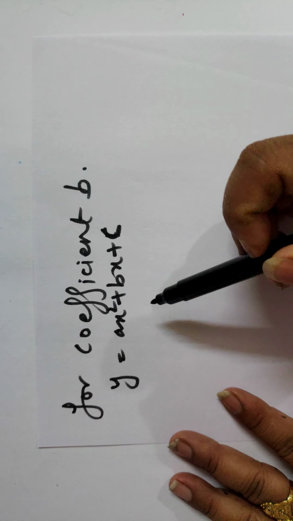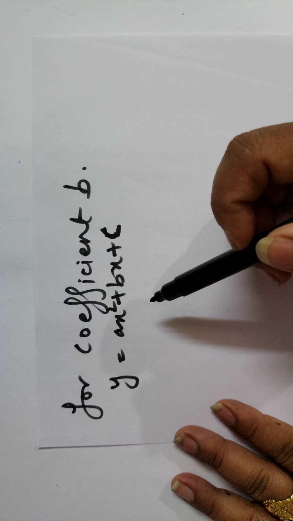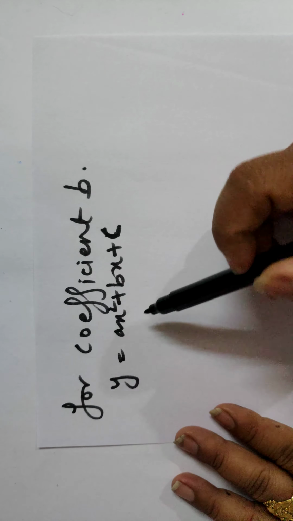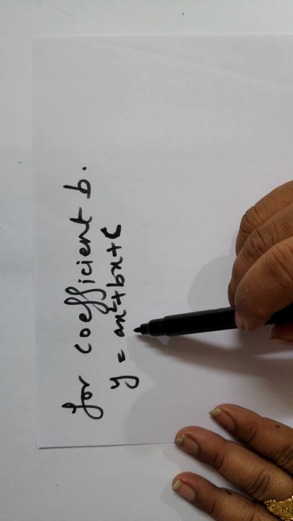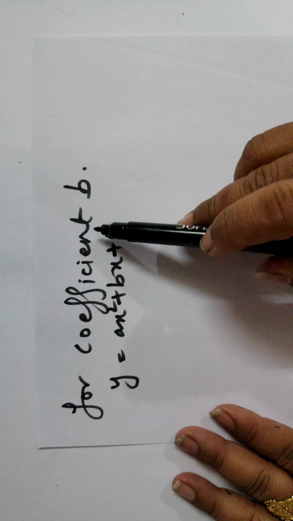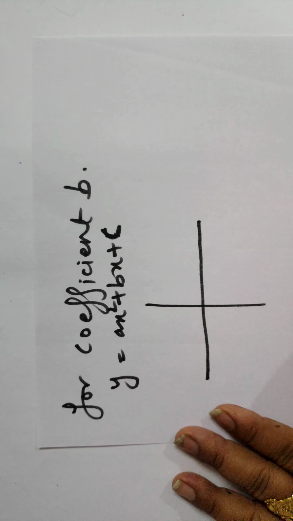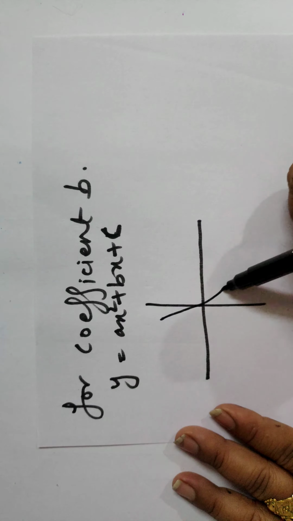Okay, students, as we're talking about the information after seeing the parabola of the quadratic polynomial, we already discussed the coefficient A and the constant C. Now we will consider the coefficient B. Suppose I have a parabola like this, and this is the point that is called the vertex. What is the vertex? Where the parabola changes its nature.